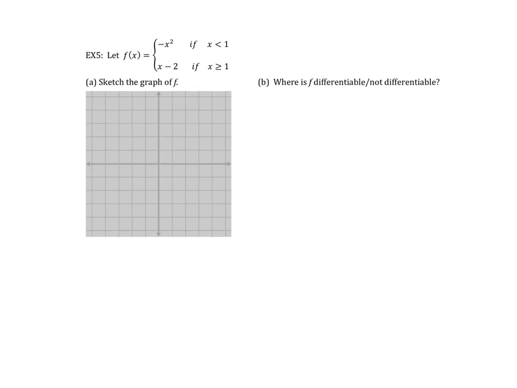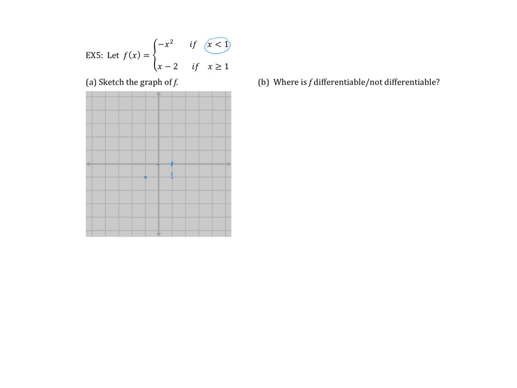Okay, so let's do a last example where I'm going to have a graph, and then I'm going to decide where it's differentiable and not differentiable. So the first thing I need to do is sketch my graph. When x is less than 1, this is going to be a graph of a parabola opening downward with the vertex at the origin.